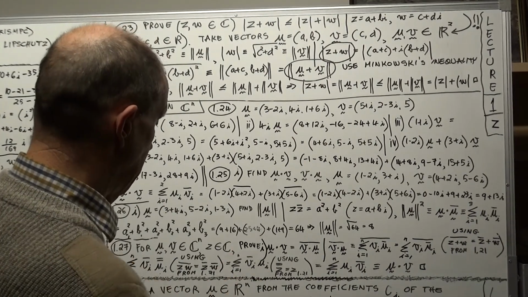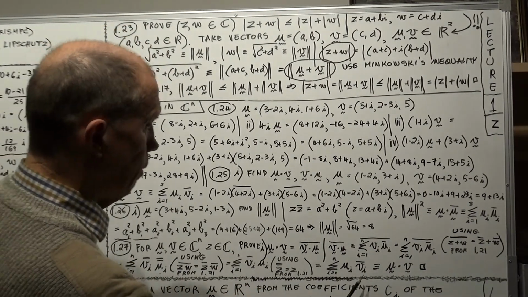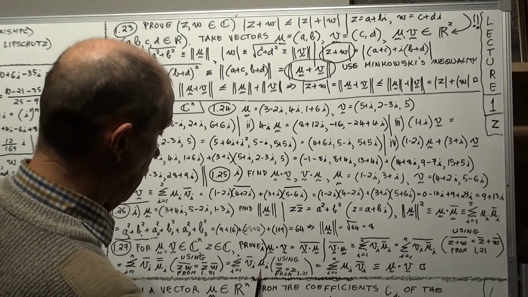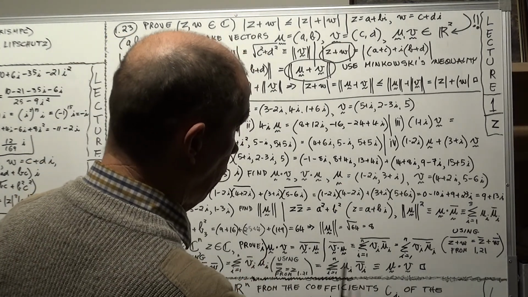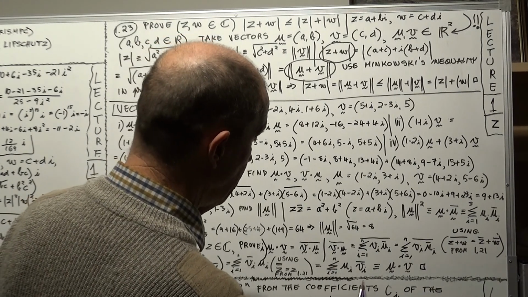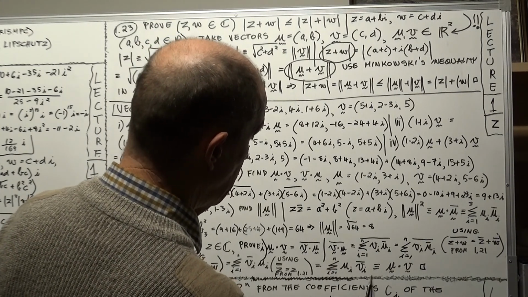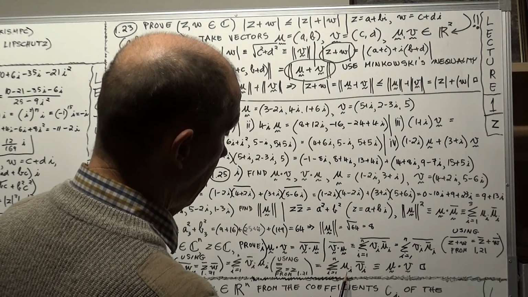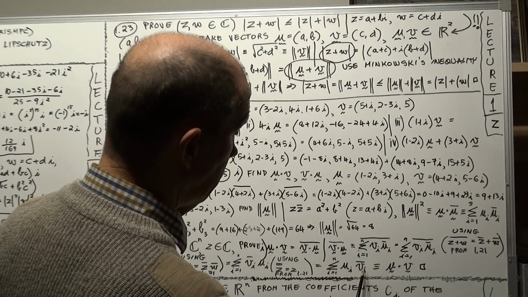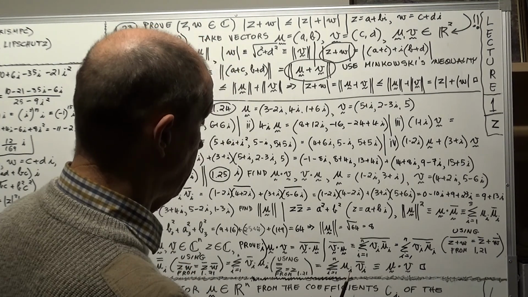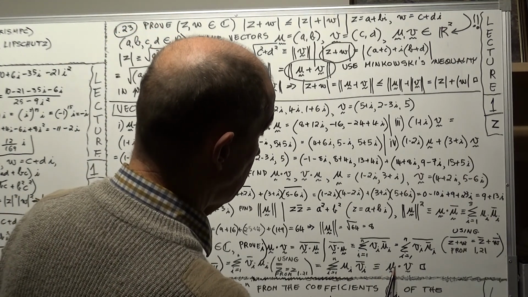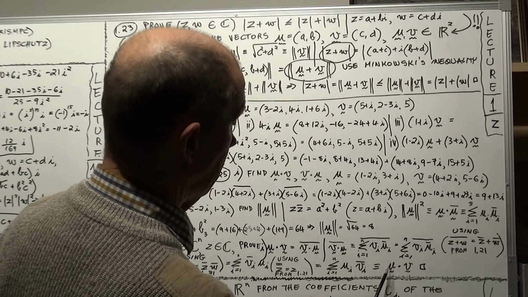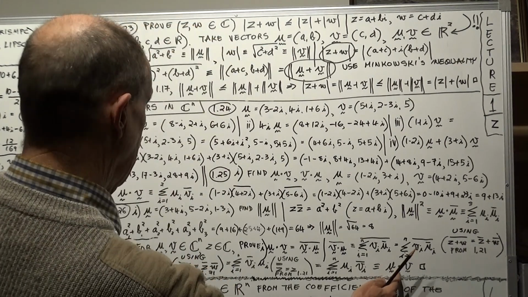Okay, so let's do that. So this term here becomes this term, right? So I've just taken these two and swapped them around. And why did I do that? Well, because this, by definition, that's the dot product of complex vectors. So this is u dot v, right? And that's what we had to show.